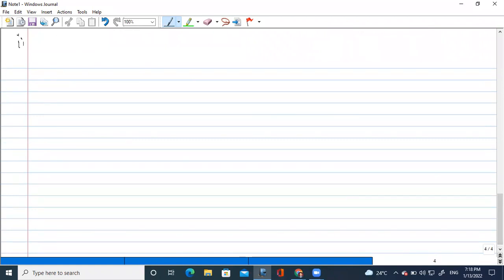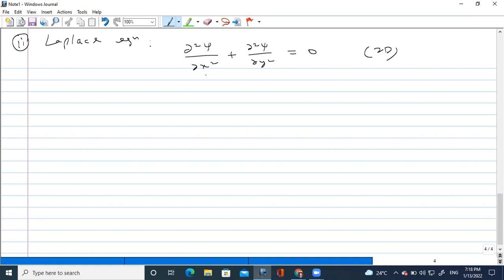Okay, so next example is the Laplace equation. In the Laplace equation, that equation is del 2 psi over del x square plus del 2 psi over del y square is equal to 0. So this is in 2D, and it has x and y, so these are two independent variables. Okay, so these are examples of partial differential equation.